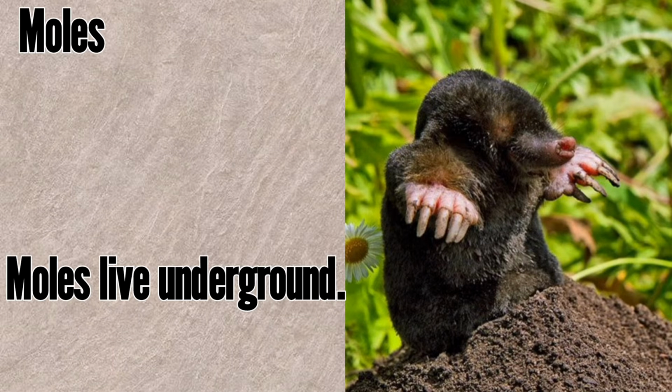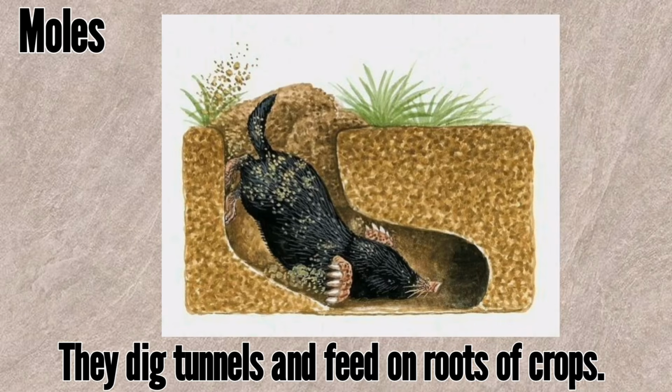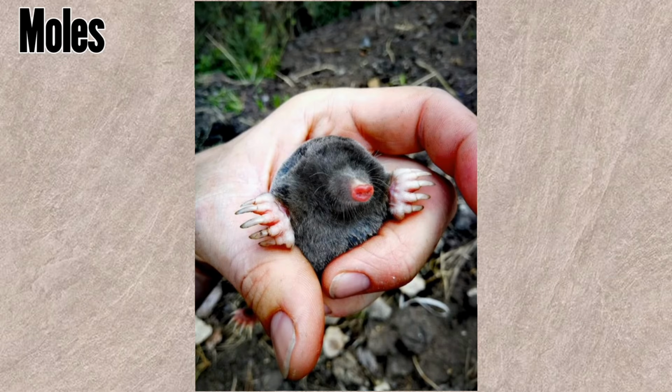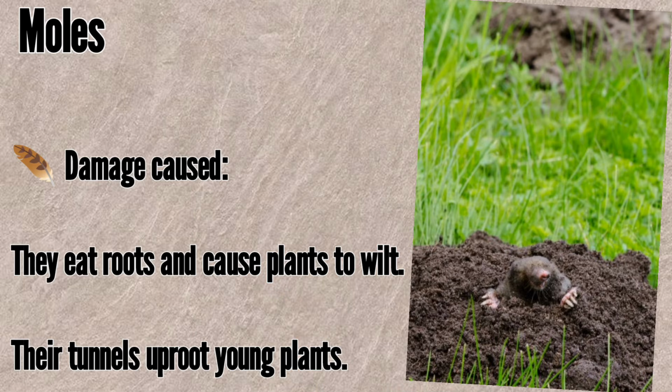Moles. Moles live underground. They dig tunnels and can feed on the roots of our crops. You can notice their activity when you see raised soil in the garden. The damages they cause include eating out roots and causing plants to wilt, and the tunnels uproot young plants.